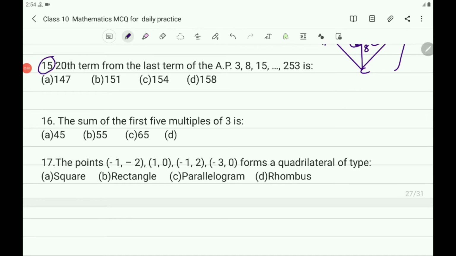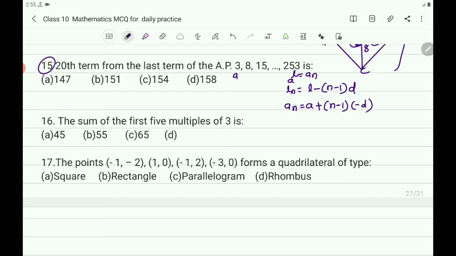Then question number 15. 20th term from the last term of the AP 3, 8, 13, 18, and so on, up to 253. Here this is L, this is A. L is nothing but An. Here we have to find the 20th term from the last term. And here there are different formulas. If you are using L, you can have Ln equals L minus n minus 1 into d, or if you consider this is A, then it becomes An equals A plus n minus 1 into minus d we have to take.